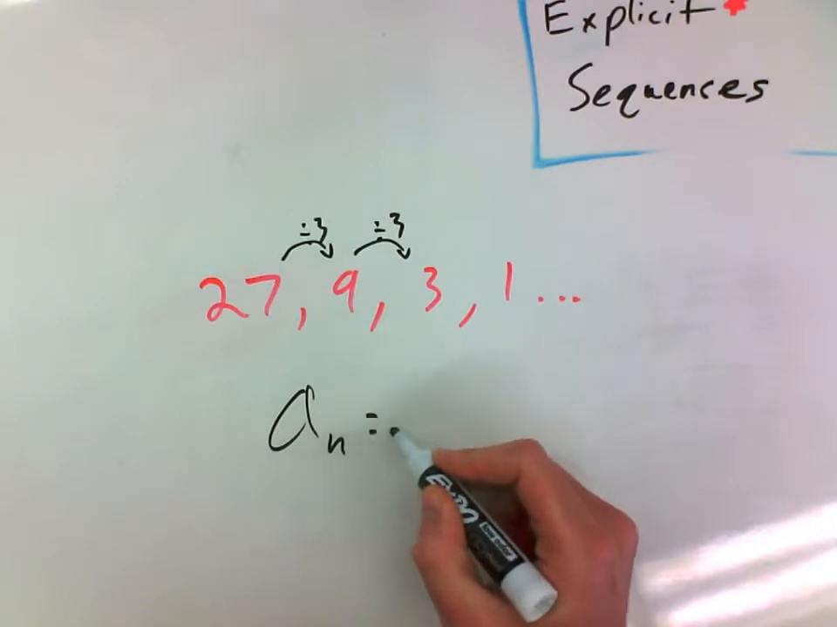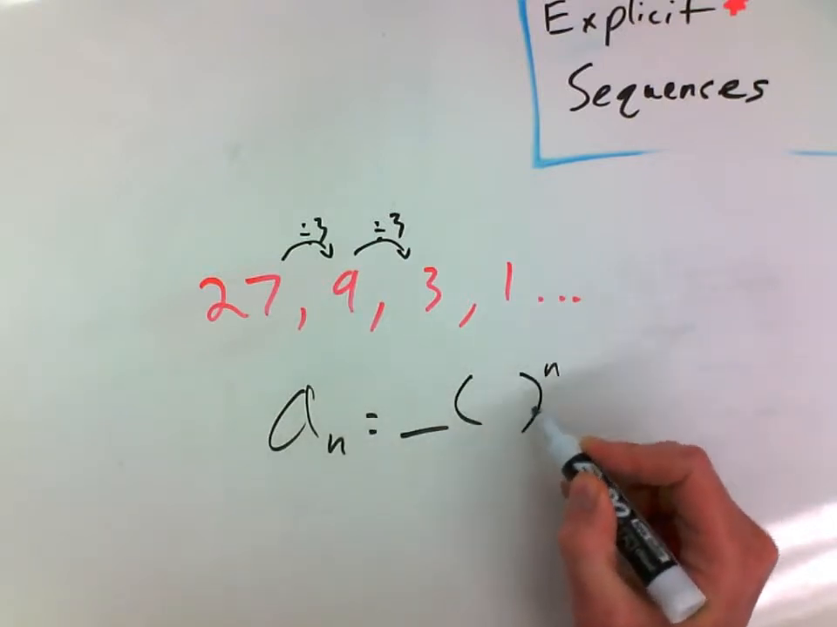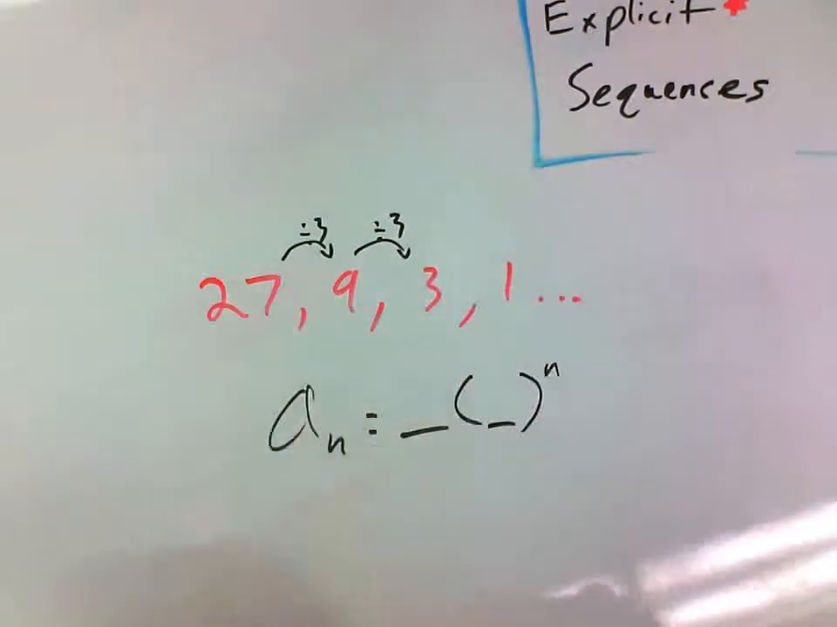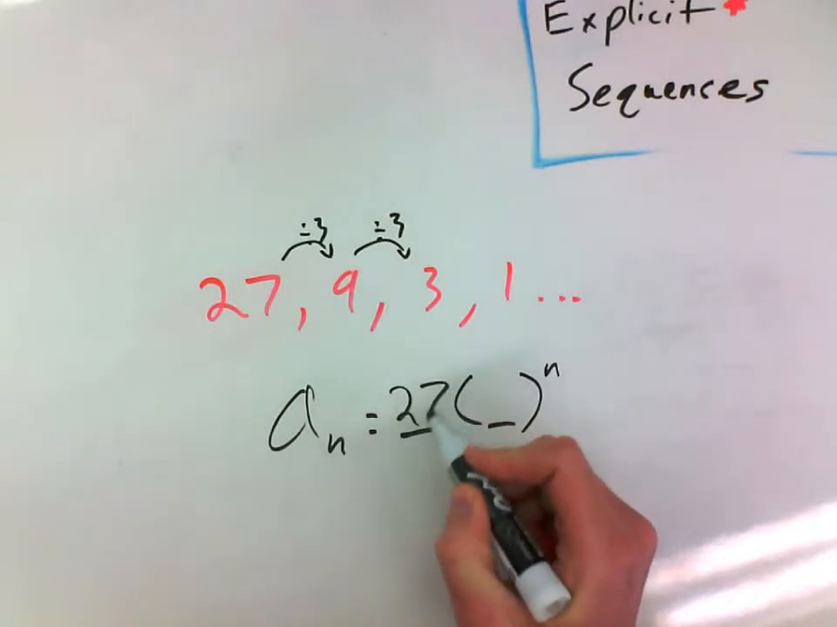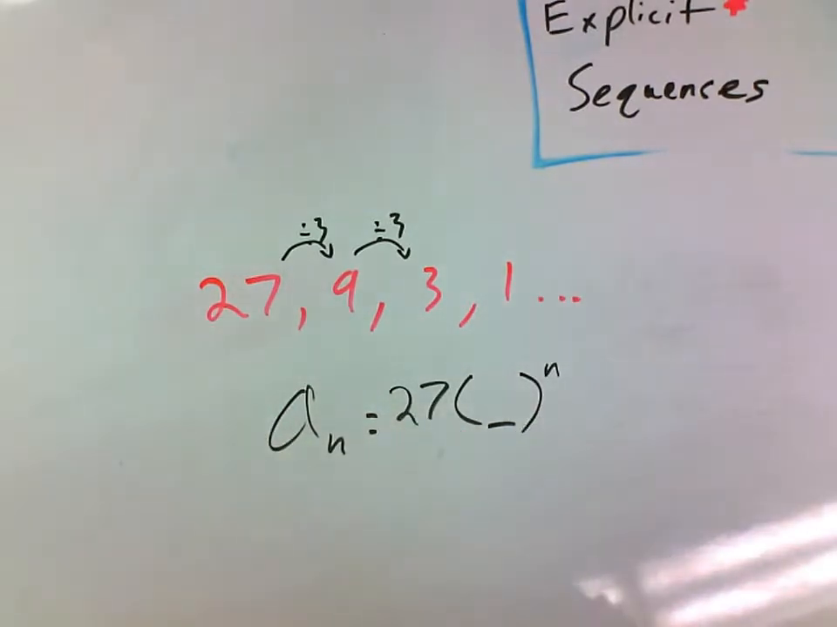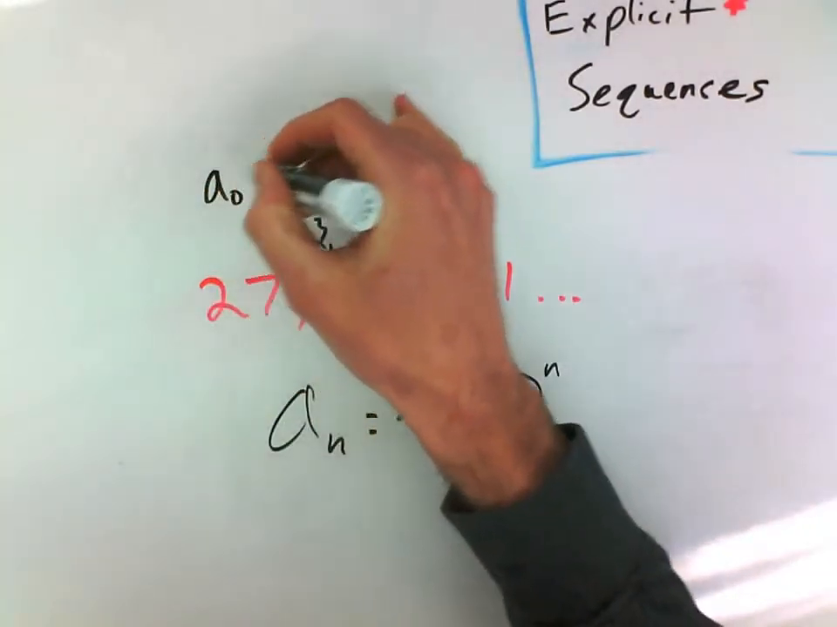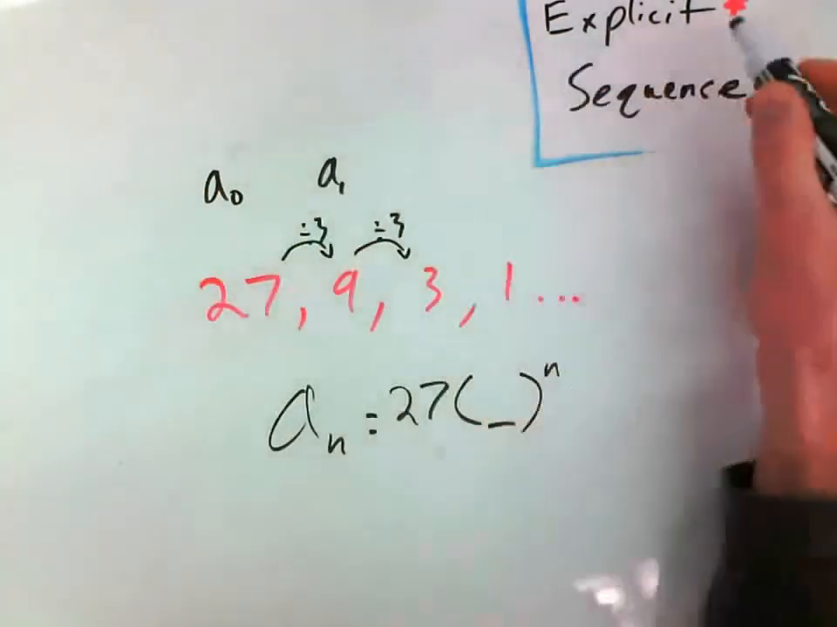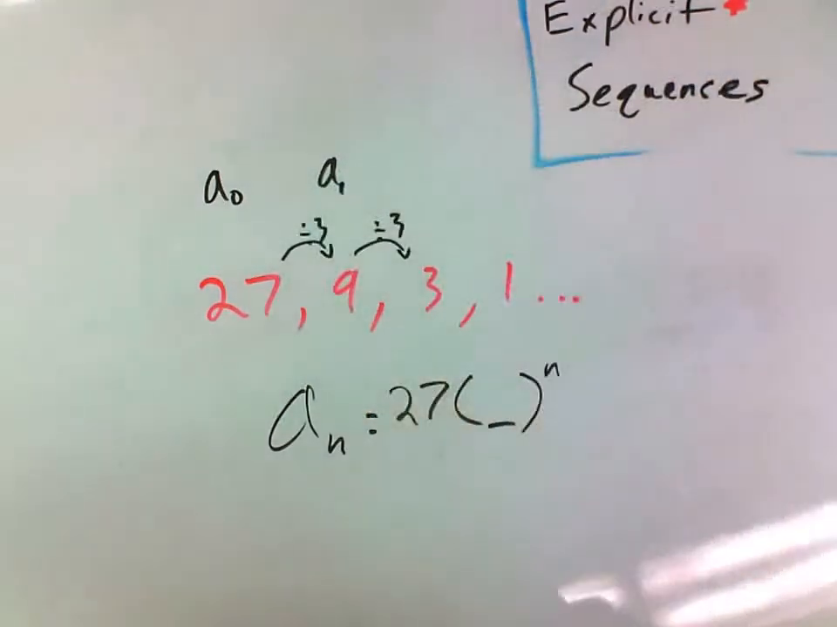Now, since it's geometric, I know I'm going to write my function like this. The question is what goes where. I start off with 27. That's my starting number in the sequence. Assuming that I start labeling at 0, which, once again, every time I do explicit, that's probably what I want to do.